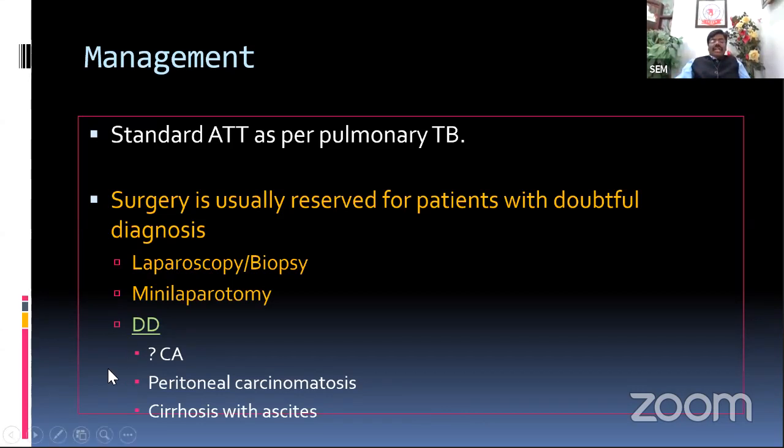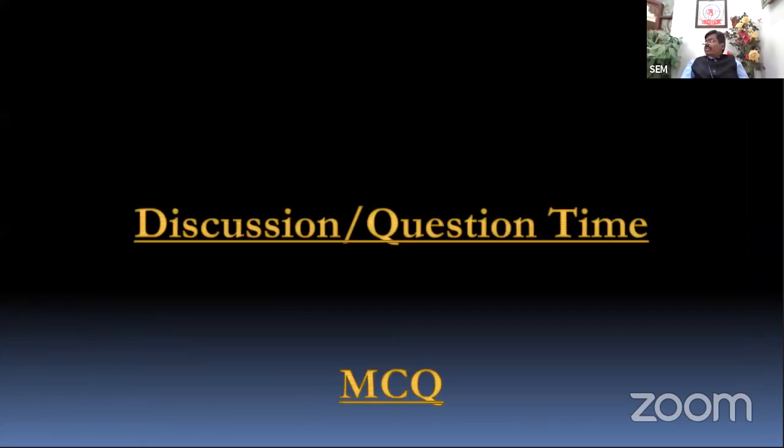These are the differential diagnoses for your tuberculous abdomen. One of the rare things is peritoneal carcinomatosis or pseudomyxoma peritonei. Okay, so that finishes our topic.